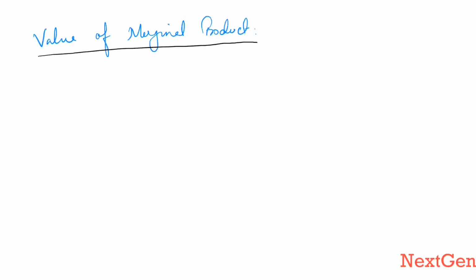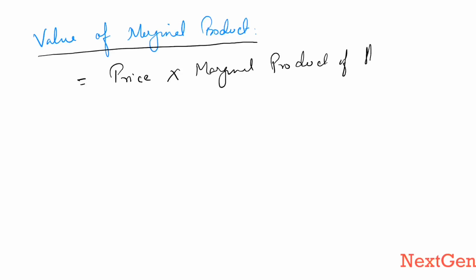Now, what is the value of a marginal product? It is the price times the marginal product of the factor. Now, don't be confused by the term factor. This factor is nothing but the input costs.